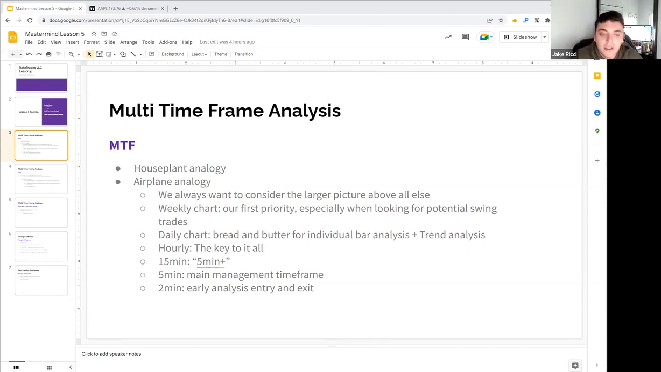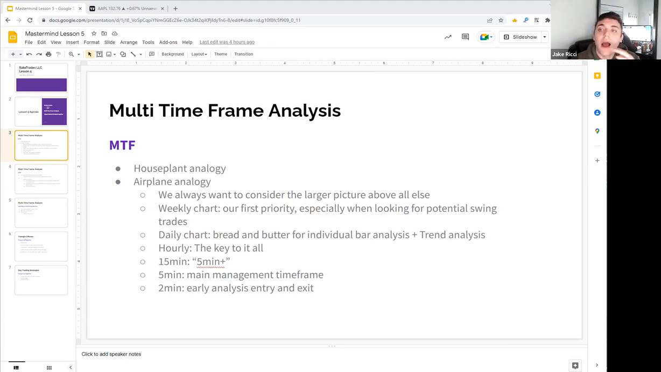Beyond that, we'll drill down into the daily chart, which is our bread and butter for individual candle analysis. For me, I am very good at looking at an individual candle and saying, okay, what is going to come next based off this bar, right? And based off the subsequent or previous bars, what are we looking at for subsequent bars coming from that? And the daily chart is really my bread and butter for that.